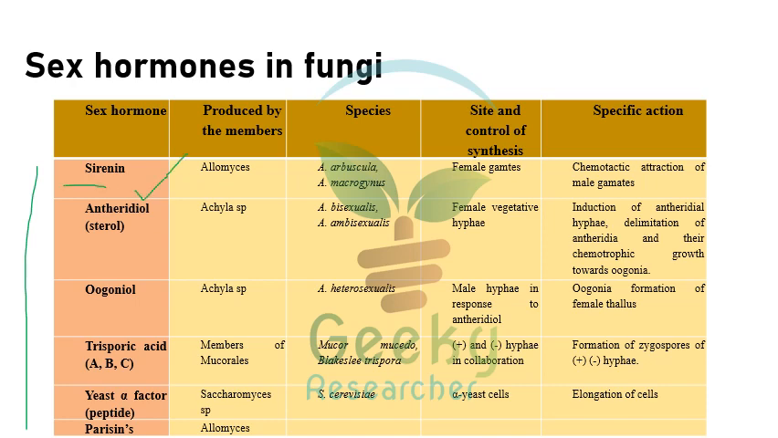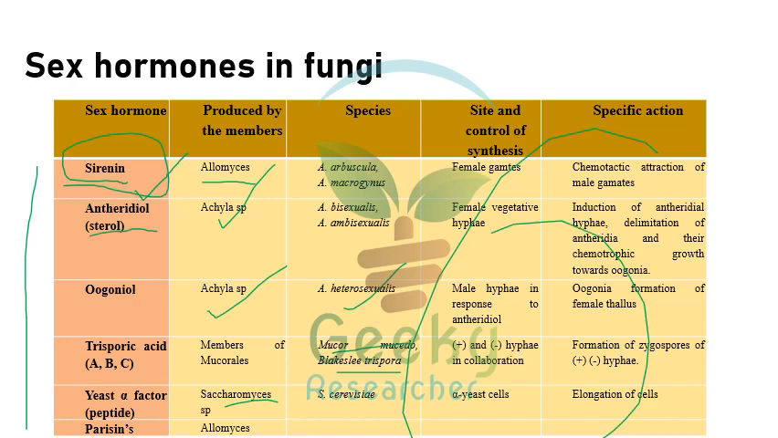This is the first discovered fungal sex hormone, sirenin, which is produced by Allomyces. Antheridiol is produced by Achlya species. Oogoniol is produced by Achlya species, that is Achlya heterosexualis. Trisporic acid is produced by members of Mucorales, that is Mucoromycetes and Blakeslea trispora. Yeast alpha factor is produced by Saccharomyces cerevisiae. These are the various species and their specific functions. Mostly we can expect the question: what is the first fungal sex hormone to be discovered? That is sirenin, and the producing species also, that sometimes they may ask.